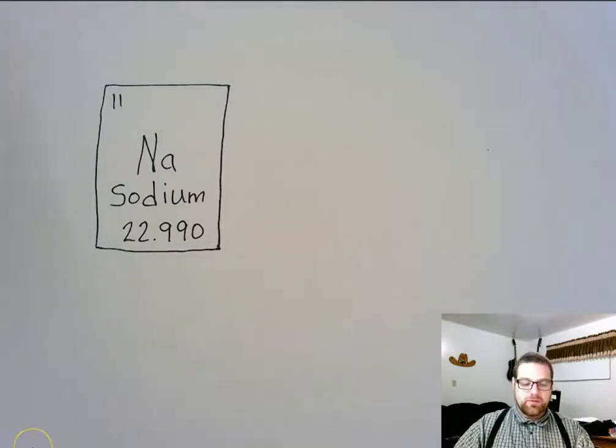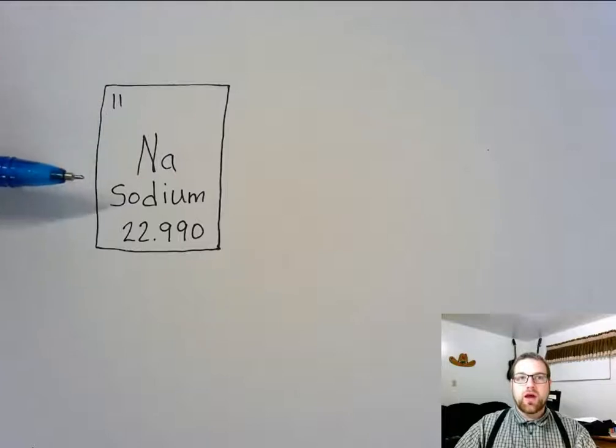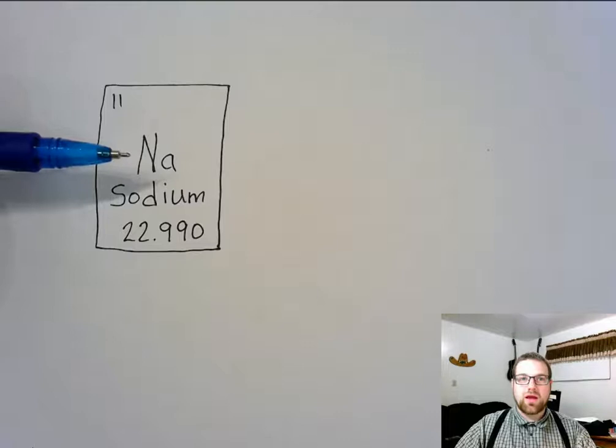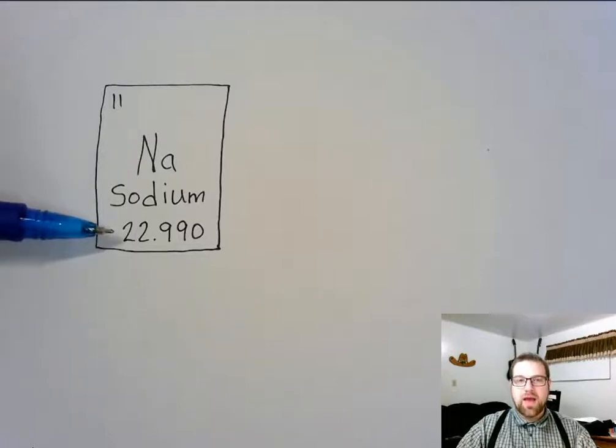In this box, at the top, we have the atomic number for sodium, which is 11. And then we have the atomic symbol for sodium, which is Na. Then the element name, sodium. And on the bottom, we have the atomic mass.